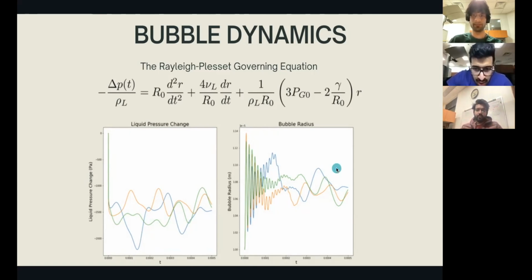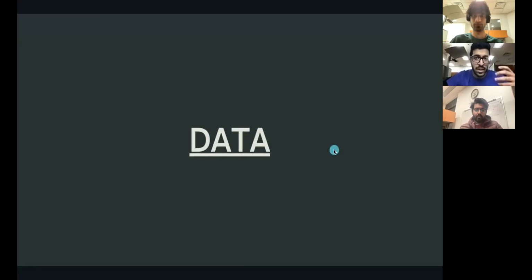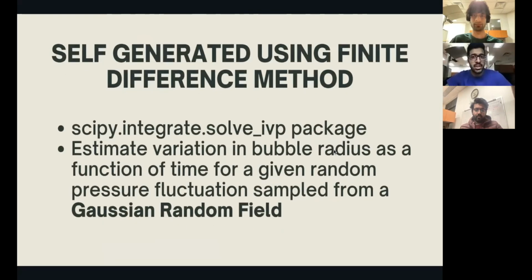If you see clearly, each of these green, blue, and orange curves have two time scales, a low frequency component and a high frequency component. This bubble radius can be obtained by solving the Rayleigh-Plesset equation. For this purpose, we need to generate the data. As you see, the pressure field is continuous and radius is continuous, but when you feed it to a neural network model, we need to discretize it.